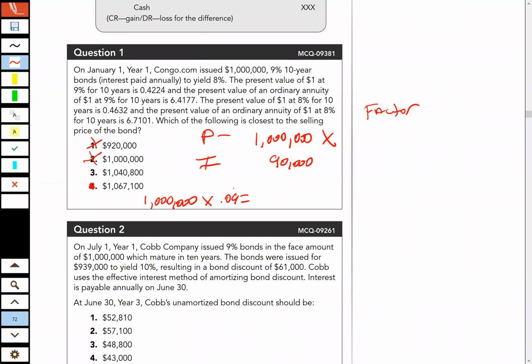Now, even though I calculated the interest using the stated rate, to discount, I have to use the 8%. So they tell me that the present value of a dollar at 8% for 10 years is 0.4632. Since the face is a one-time payment, I just use the present value of the dollar factor. The interest at 8% is a stream of payments. It's an annuity, isn't it? So I have to take the present value of the annuity factor again at the market rate, not the coupon rate, of 6.7101. So even though you use both rates here, you have to know that to discount, you use the market, the effective rate.